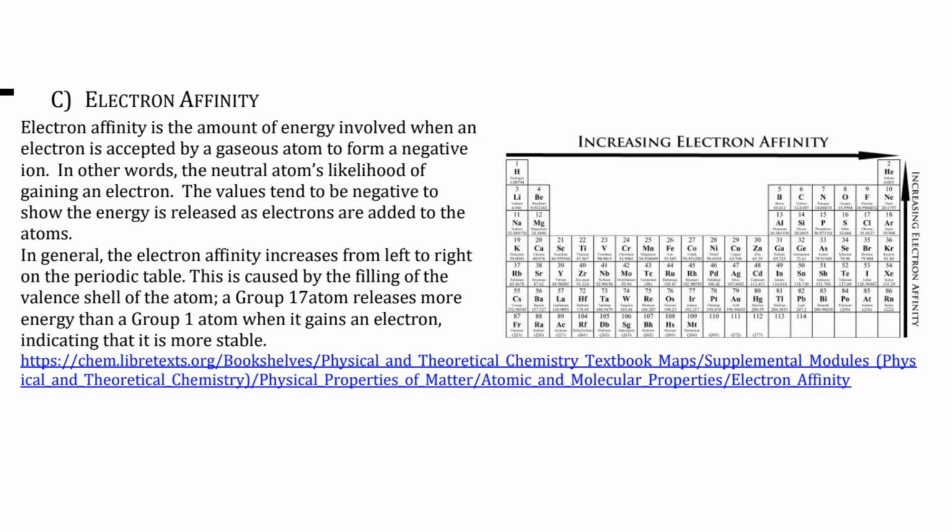Electron affinity is the amount of energy involved when an electron is accepted by a gaseous atom to form a negative ion. In other words, the neutral atom's likelihood of gaining an electron. The values tend to be negative to show energy is released as electrons are added to the atoms. In general, electron affinity increases from left to right. This is caused by the filling of the valence shell of the atom. A group 17 atom releases more energy than a group 1 atom when it gains an electron, indicating that it's more stable. So it's kind of like electronegativity, but not really.